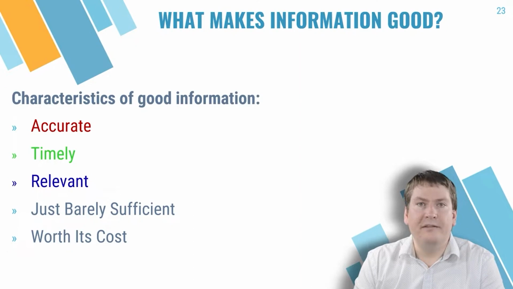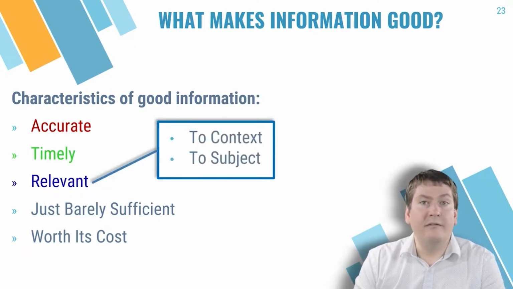Next up is relevance, and there are two aspects to this. Information needs to be relevant to both context and subject. To build on the last example, if we wanted to estimate the number of paper bowls we needed for our London store, but got information of soda sales, for example, this would not be helpful, as it is not relevant to the subject, which is paper bowls.